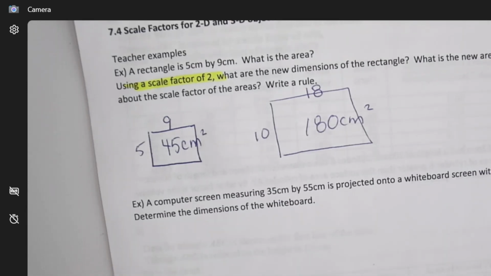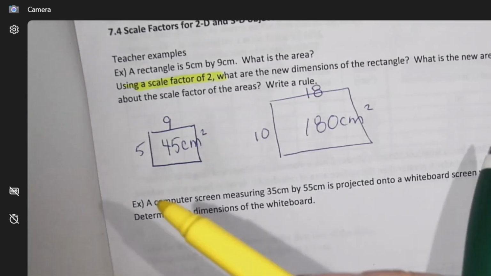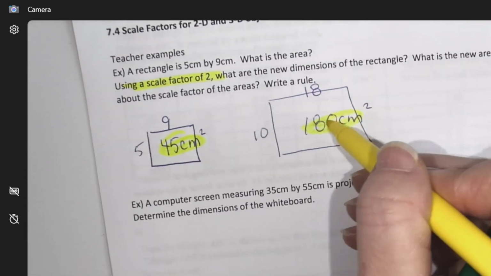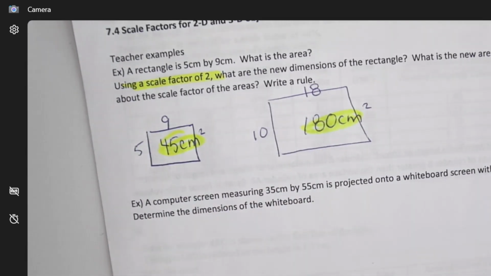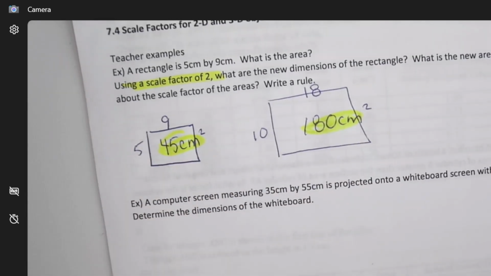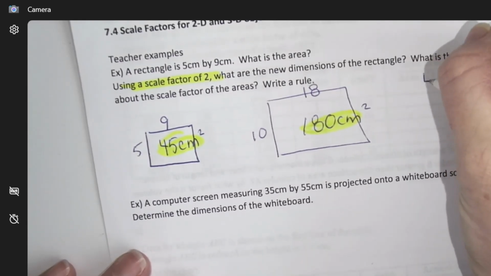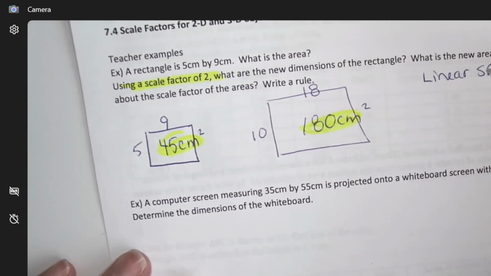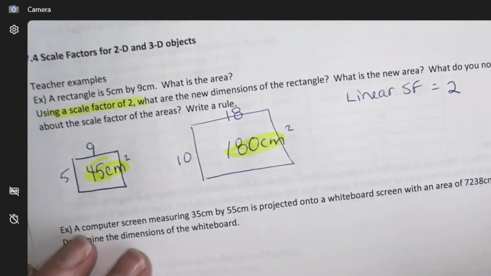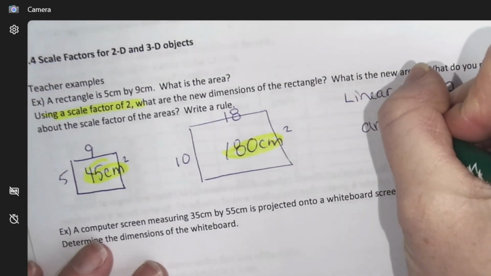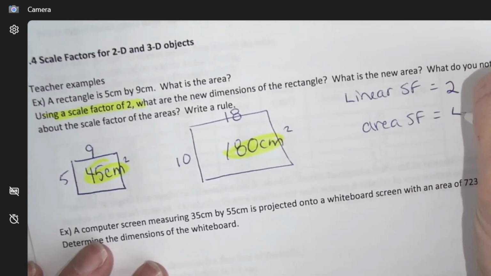Okay, so what do you notice? This area compared to this area, I can tell you that it's not doubled. So what is the relationship? Can anybody get me a relationship from 45 to 180? How much times bigger did it end up? 4 times bigger. Okay, so I'm going to go linear. Scale factor was 2. The area scale factor is 4.